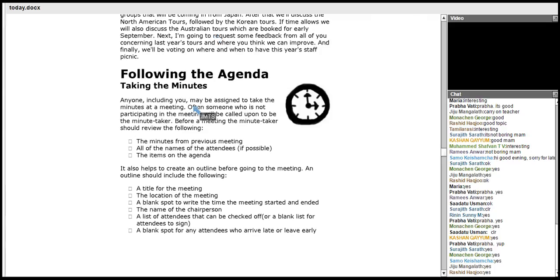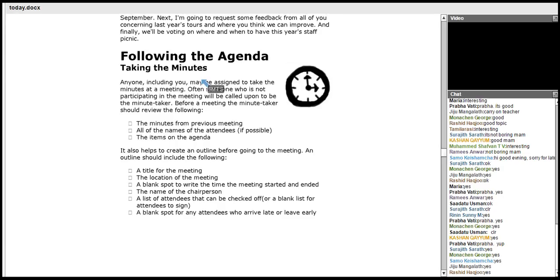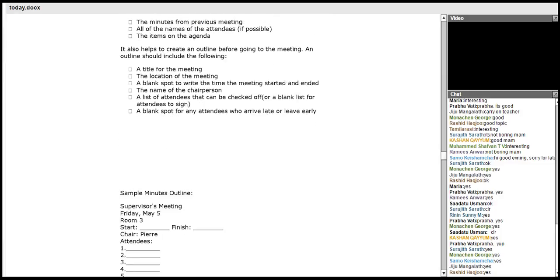They should note down the title, the location, and the starting time for the meeting. Find the name of the chairperson, a list of attendees, and a blank spot for any attendees who arrive late or leave early.